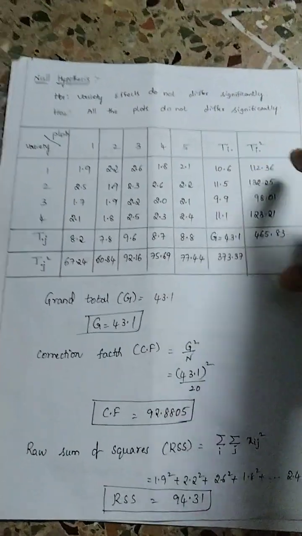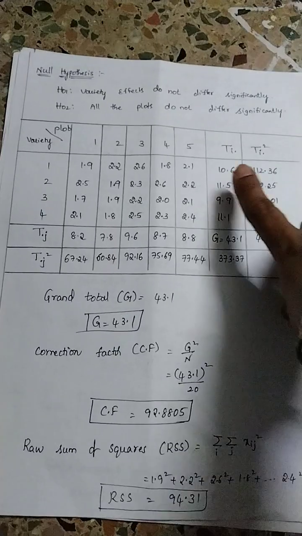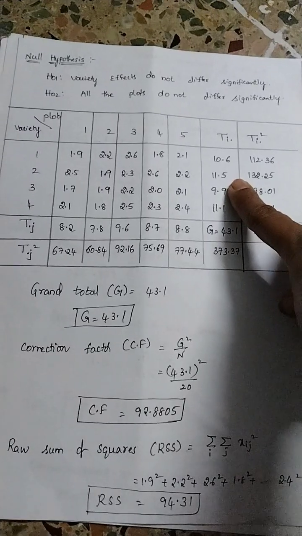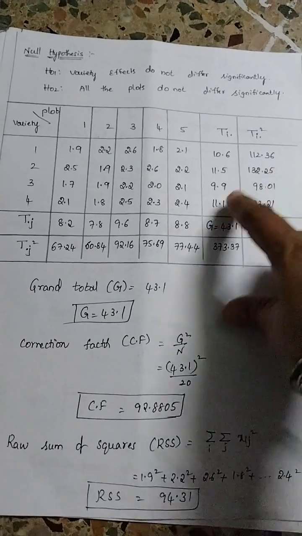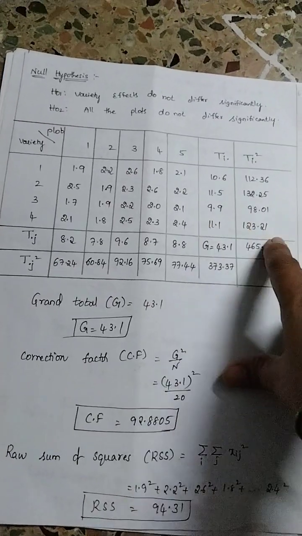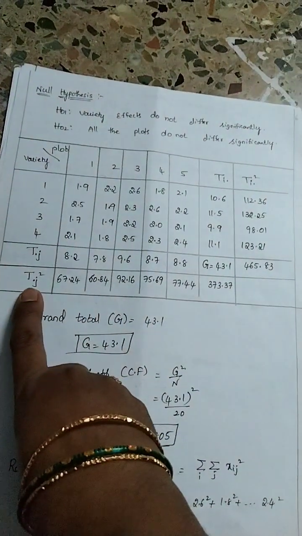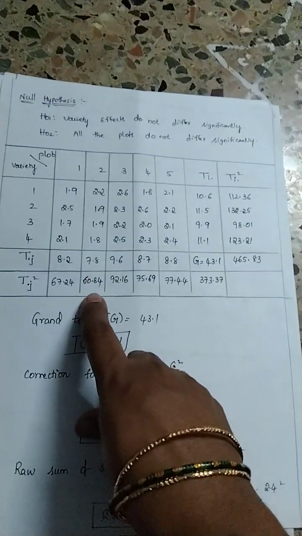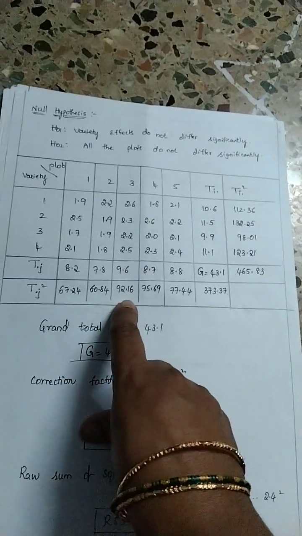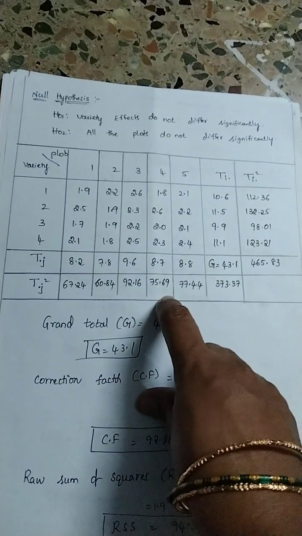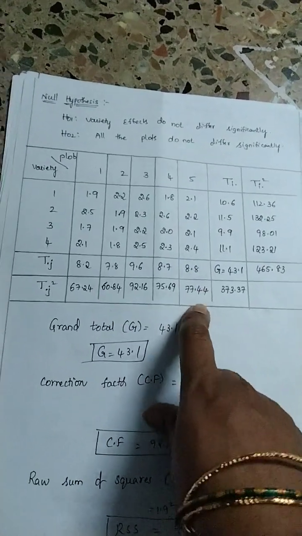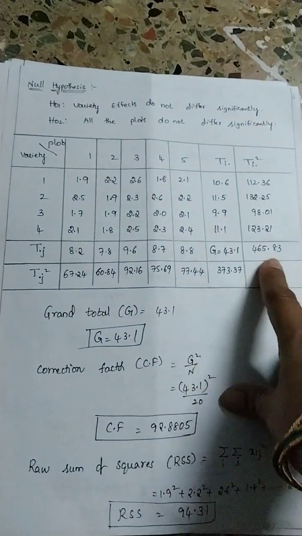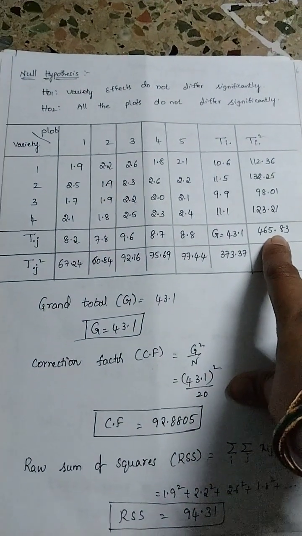Now you are going to find the Ti dot square. That means 10.6 square, which is 112.36. Now 11.5 square, that is 132.25. 9.9 like this, and so on. And this will be T dot J square, that is 8.2 whole square here, 7.8 whole square, 9.6 whole square, 8.7 whole square and 8.8 whole square. By adding all these, you are going to get 373.37. Here also, we get 465.83.